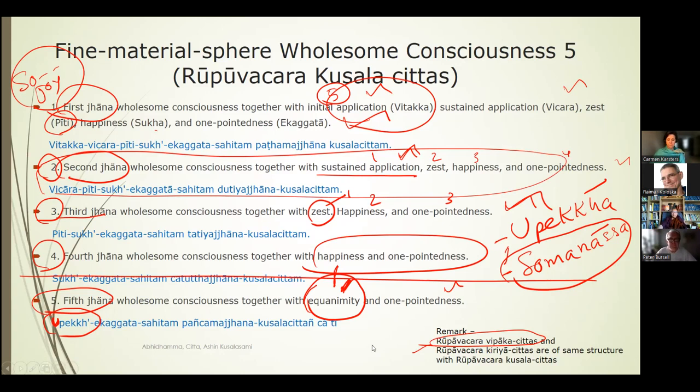Okay, so arahants, after they have attained arahantship, or the Buddha, when they are practicing, contemplating one of these five jhanas, they are doing the rupavacara kiriya citta. It cannot generate any result. Yeah. So if you are practicing one of these wholesome consciousnesses, that consciousness will generate a result in the future in the Brahma world. Okay, this is the fine-material wholesome consciousness.